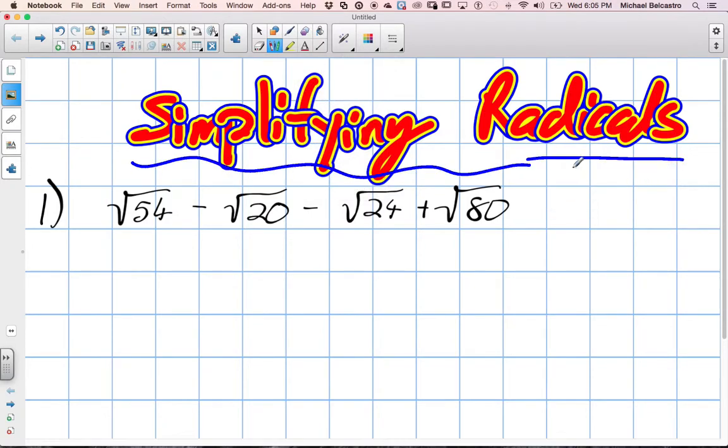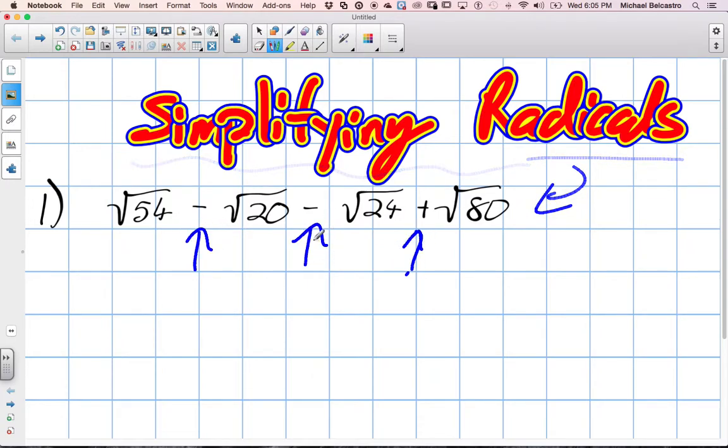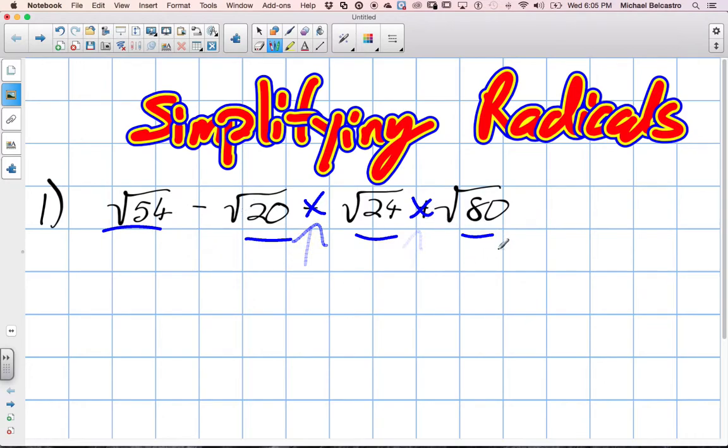Simplifying radicals. So we have a list of radicals here, and they're all separated by either an addition or a subtraction sign. And that's what separates terms. So you technically have 4 different terms here. Had these just been multiplication, you could kind of just combine them all. So that's our first indication that things can't be just put together.